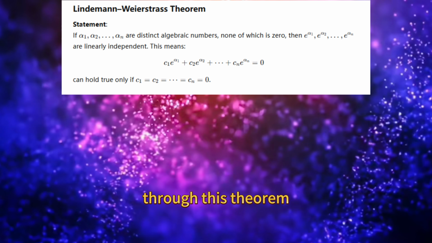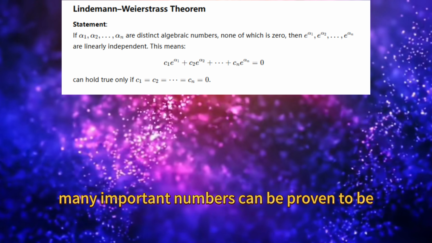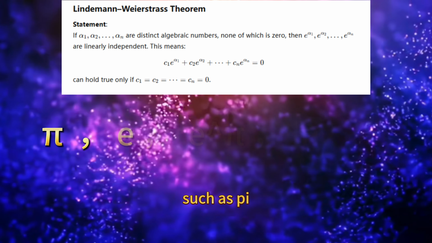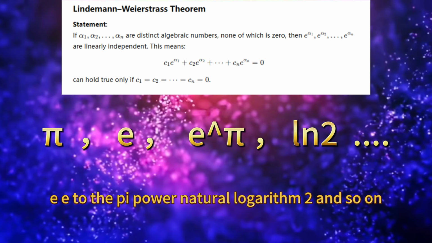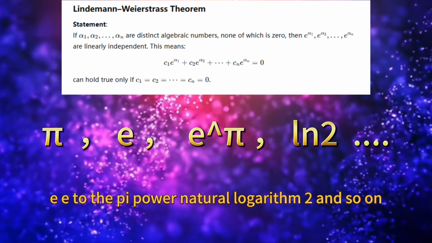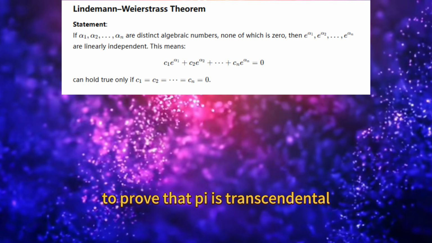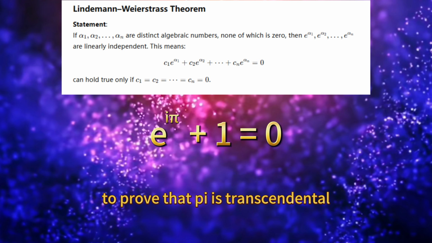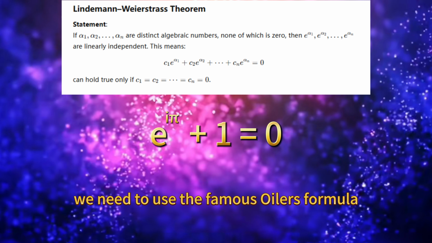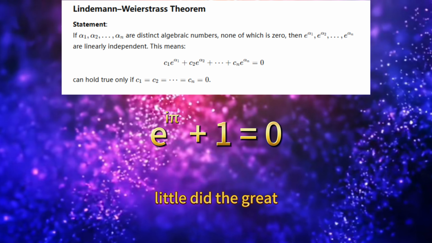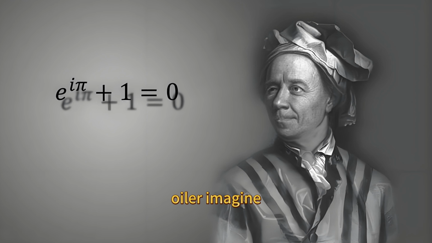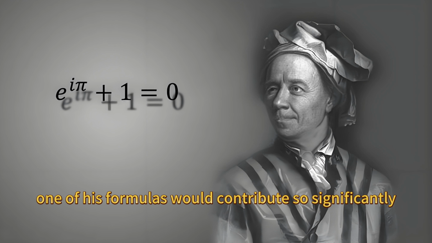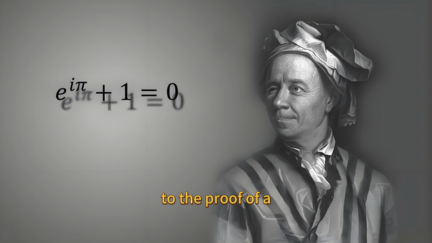Through this theorem, many important numbers can be proven to be transcendental, such as pi, e to the pi power, natural logarithm 2, and so on. To prove that pi is transcendental, we need to use the famous Euler's formula. Little did the great Euler imagine that one of his formulas would contribute so significantly to the proof of a transcendental number more than 100 years later.